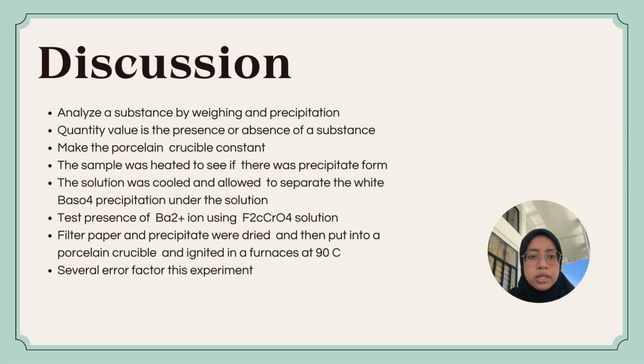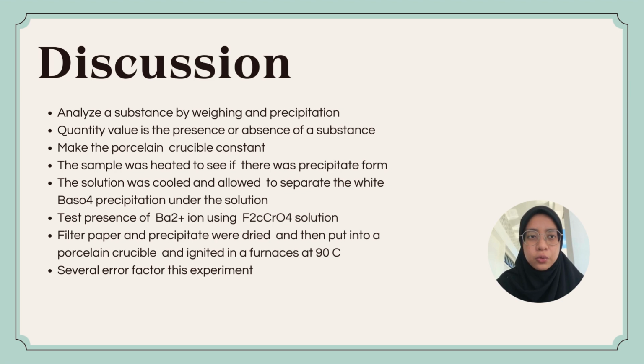When barium chloride is added, the solution becomes cloudy white because a white precipitate is formed, which is the barium sulfate compound. Next, the solution was cooled and allowed to separate the white barium sulfate precipitate under the solution. This cooling process is carried out so that the precipitate can be separated by what is known as filtering. Filtering is done using filter paper.